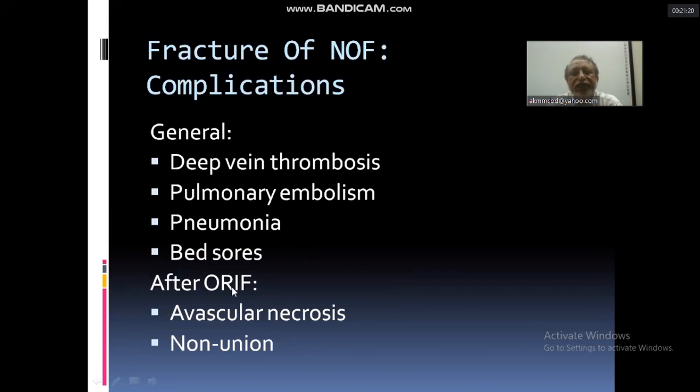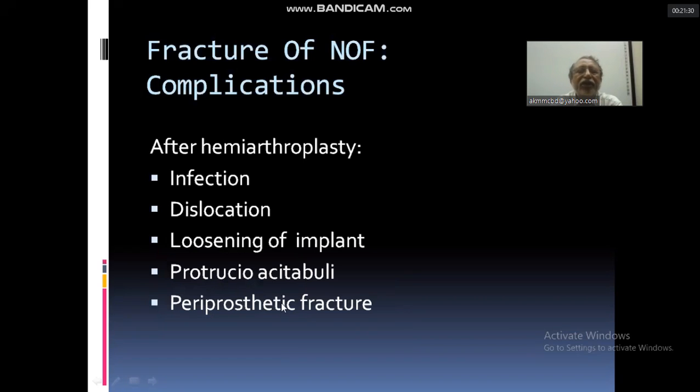And complication of open reduction internal fixation with screws or anything, avascular necrosis can occur and non-union can occur. These are also complications. And after hemiarthroplasty, there are other complications that can occur. We want to prevent them as far as possible. Infection can occur, dislocation of the implant can occur, loosening of the implant can occur, protrusio-acetabuli, and periprosthetic fracture.